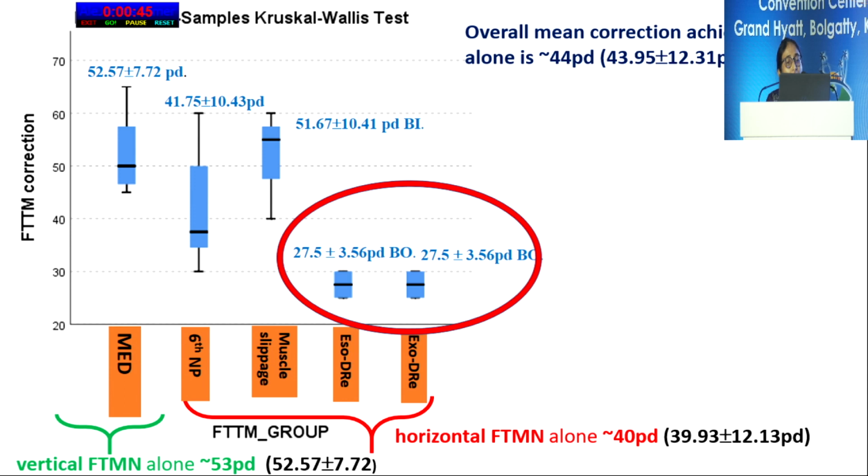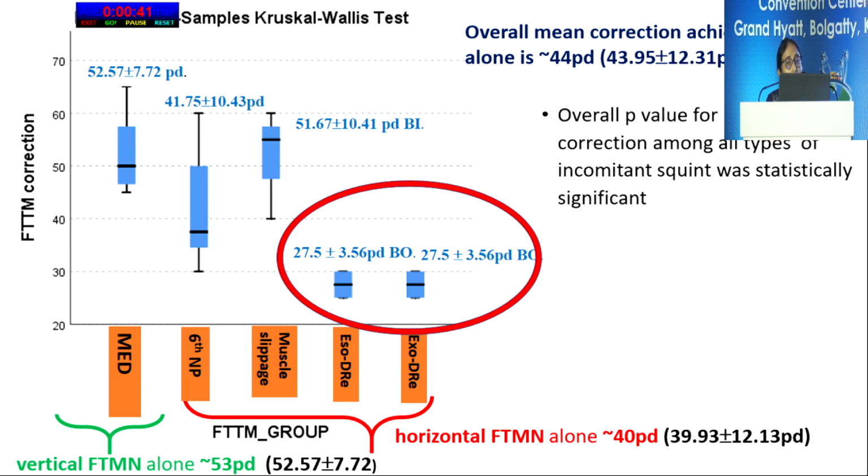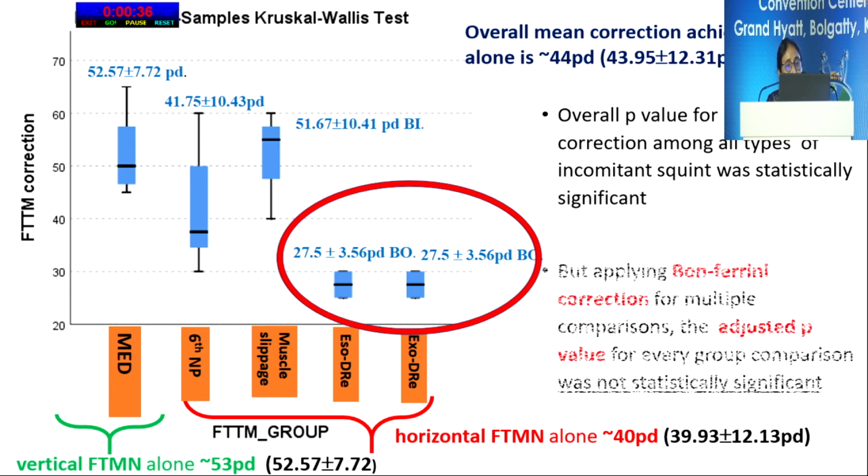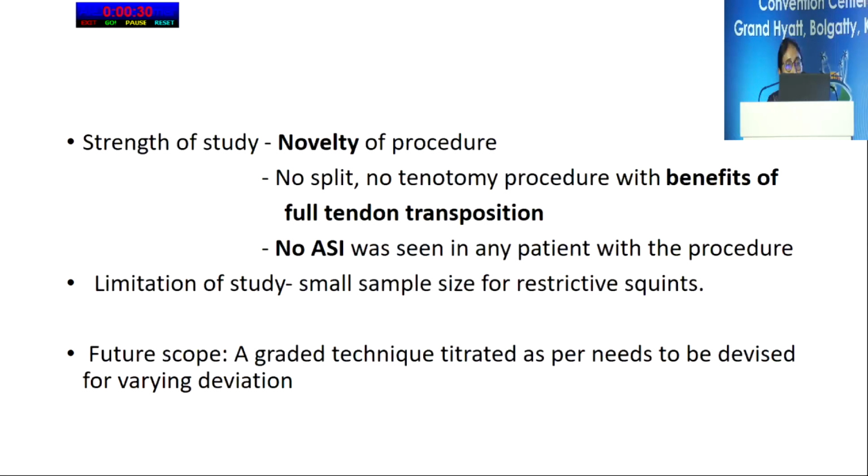The correction achieved by the ESO-DRS and EXO-DRS were lower. Overall p-value for this procedure among all types of incomitant squints was statistically significant, but applying Bonferroni correction for multiple comparisons, the adjusted p-value for every group comparison was not statistically significant.